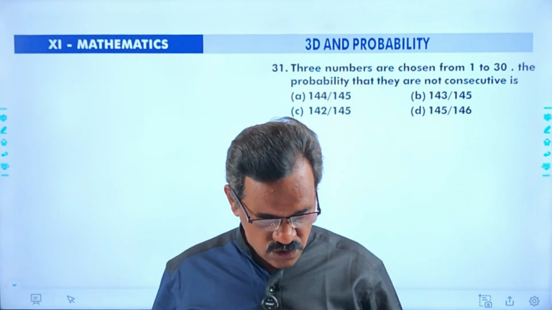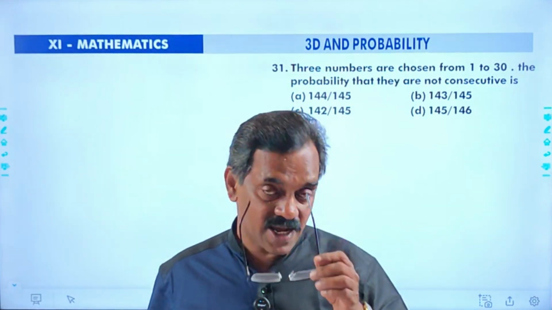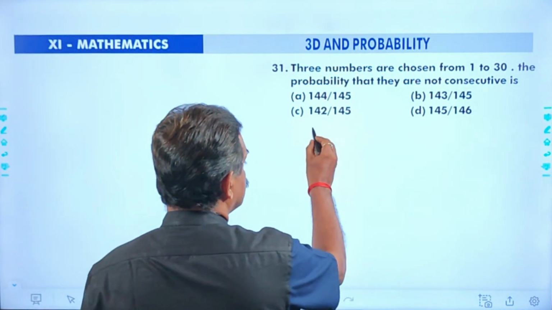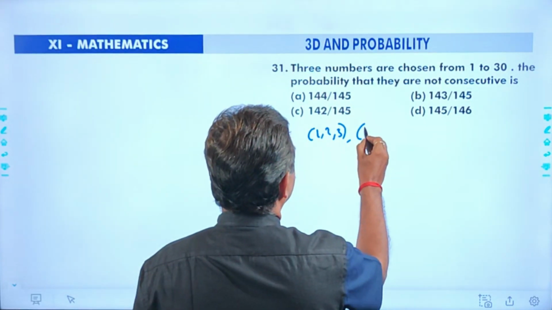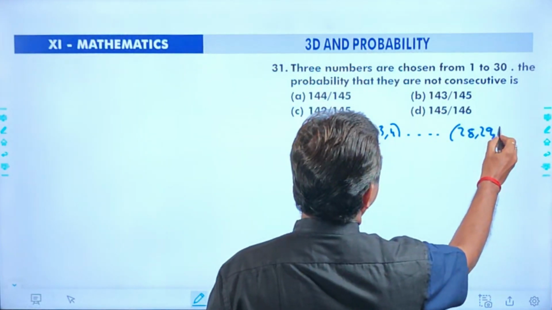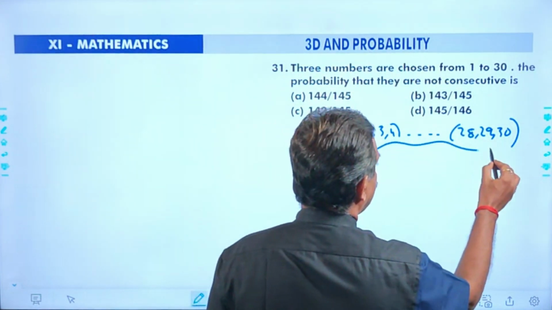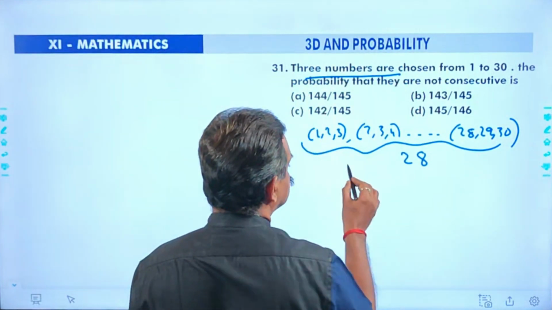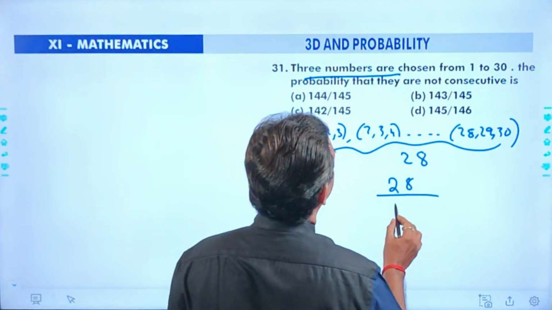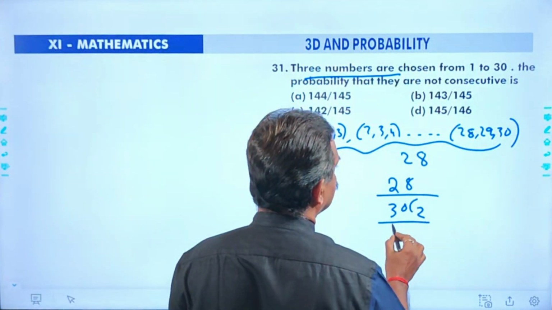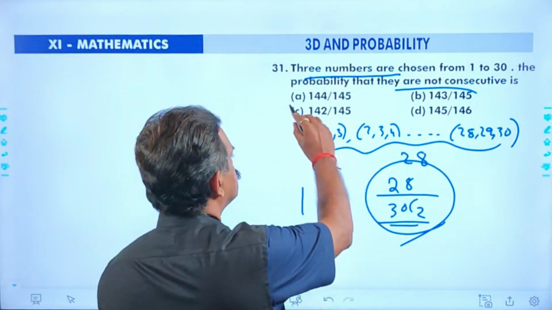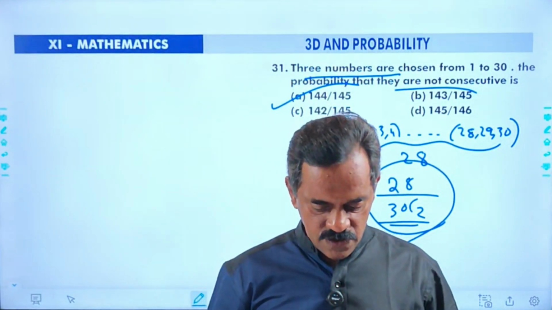3 numbers are chosen from 1 to 30. Find the probability that they are not consecutive. First we find how many consecutives are there. When I say consecutive, it can be like 1 2 3, 2 3 4, etc. The last one will be 28 29 30. So we have 28 options. We are taking 3 numbers. So the probability they are consecutive will be 28 by the total, 30 C3. So they are not consecutive means 1 minus 28 by 30 C3, which is given by choice A.